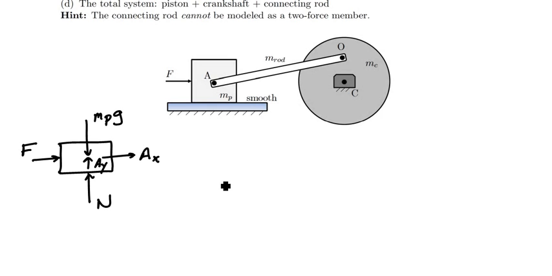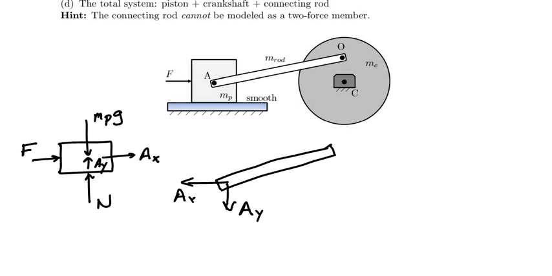I can now draw a free body diagram for the connecting rod. And so if I do this, at point A, I have to have equal and opposite forces to those acting on the piston. So I'll call this AY and AX respectively. And then at point O, I have to also have pin forces here, so I'll have an OX and OY. And then we'll also have the mass of the rod times gravity at the center, accounting for the weight.